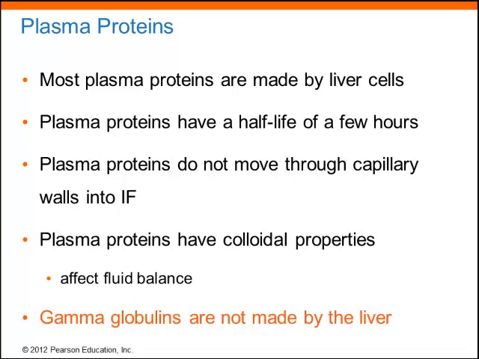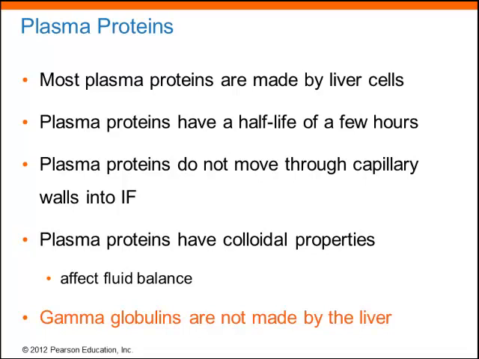Now, I'm going to send you back to Chapter 2 to read about colloids. Colloids are basically mixtures of water and particles such as proteins that are too large to dissolve, but because they have negative charges they won't settle out. These colloids that are made of proteins and water, such as plasma, affect the fluid balance of the body. We'll study that in more detail when we get to capillaries.